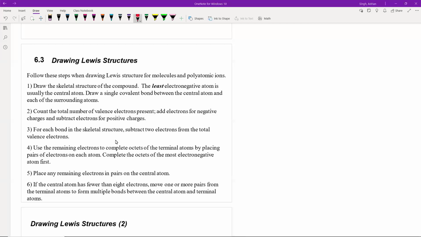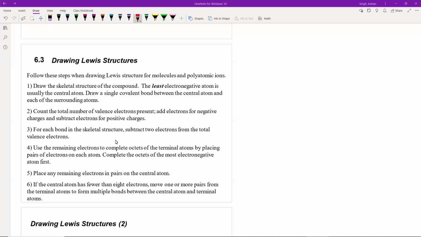Okay, so now that we have a basic idea of how covalent bonds form, and how we can use electronegativities to describe those different types of covalent bonds, let's take a look now at how we draw these Lewis structures for more complicated things, things that may contain more than two atoms.